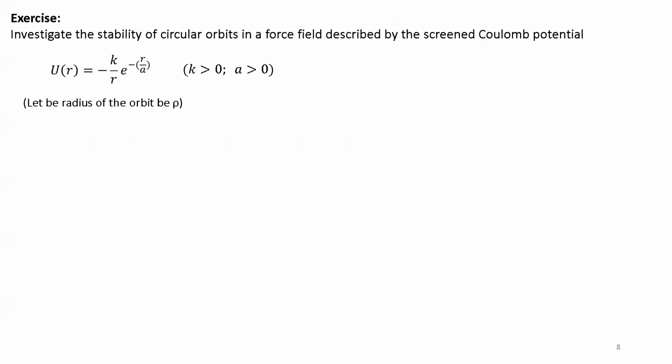Here is one exercise. Again, I'll give you 1 or 2 minutes to work it out.